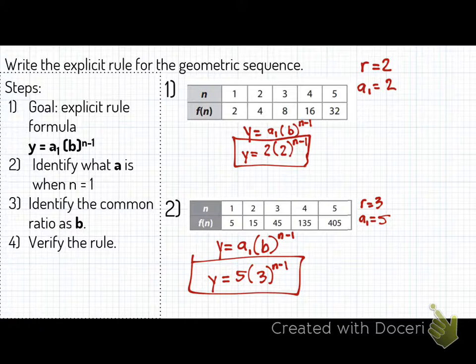And we could now check it. Okay, let's do an easy one here. Let's try 2. Let's put 2 in for n. What's 2 minus 1? 1. Good. What's 3 to the first power then? 3 times 5? Isn't that what we have here for the second one? Does that make sense, everyone? Okay, cool. So that's what we're doing today.